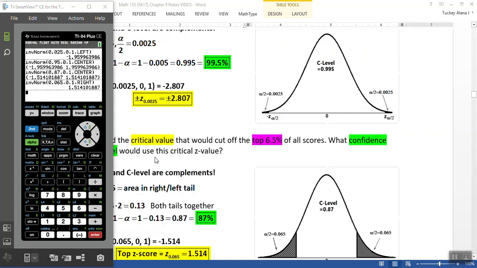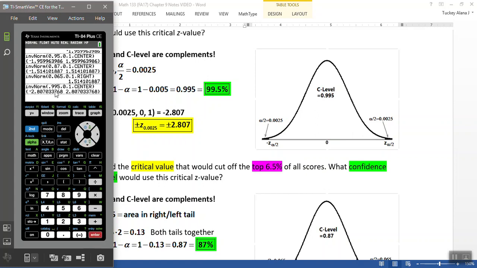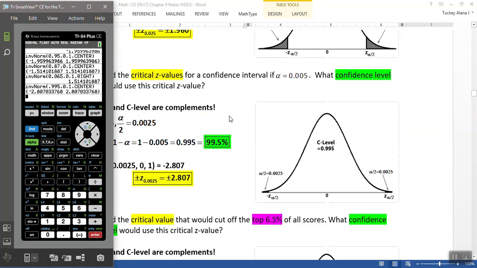Oh, and real quickly, if you wanted to do this middle one with this new calculator, I forgot to do that one with the new calculator. You would type 0.995 and then go down here to the center. That's one option. And then paste and press enter. You get the plus or minus 2.807.